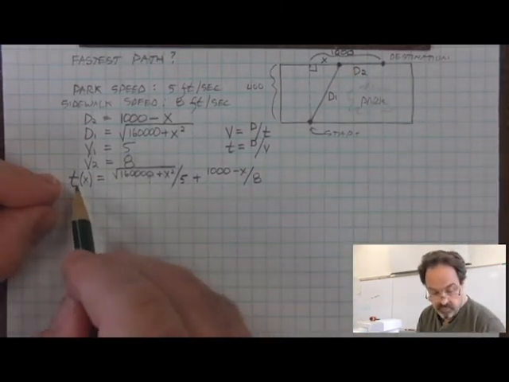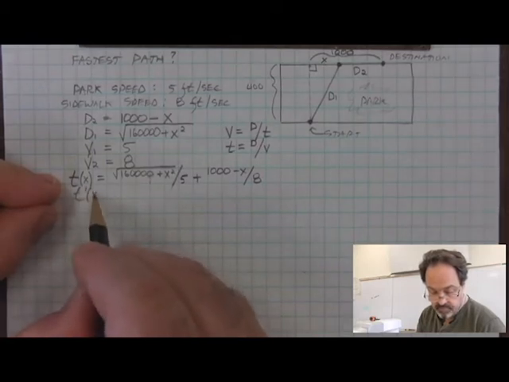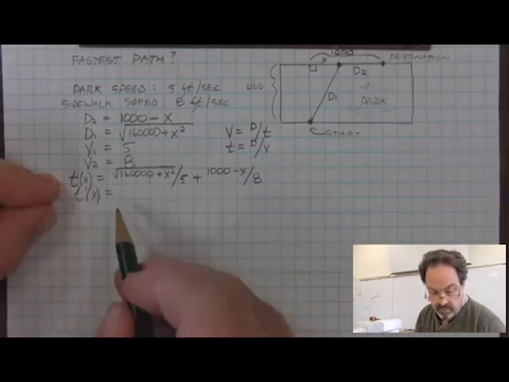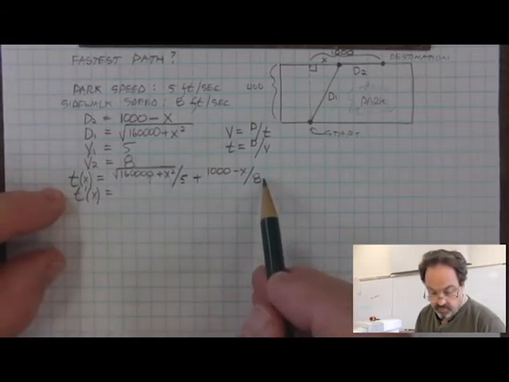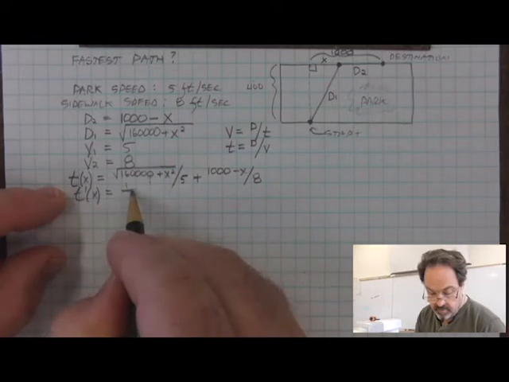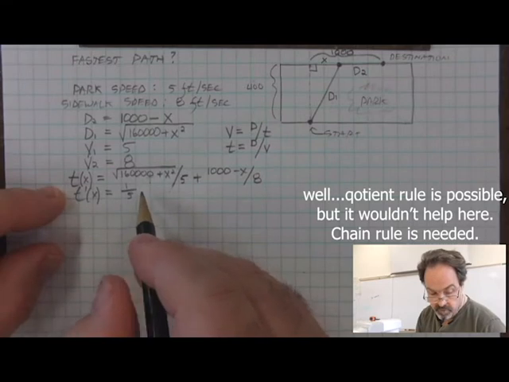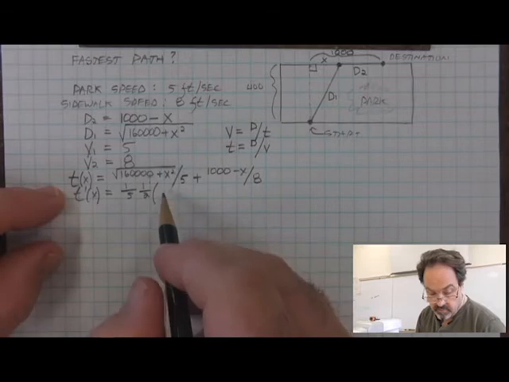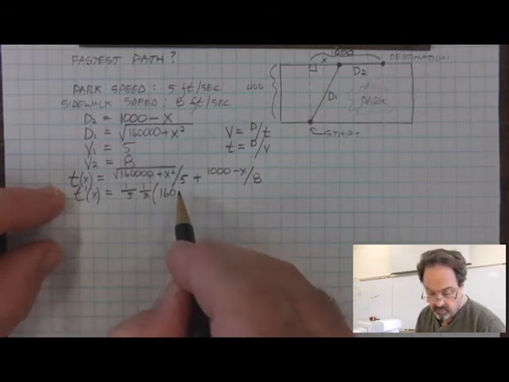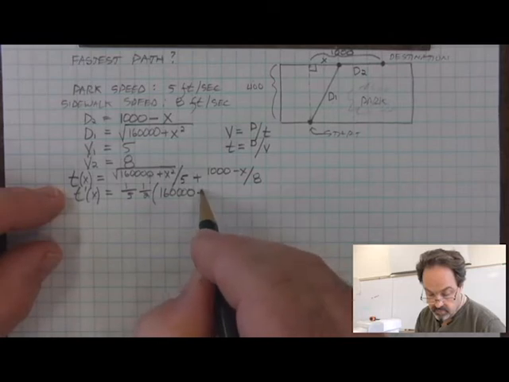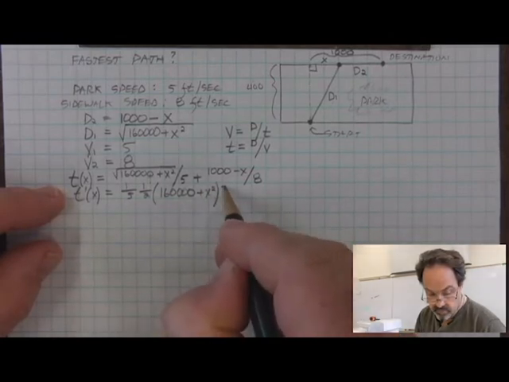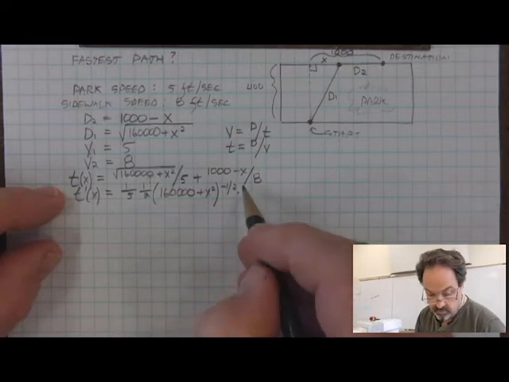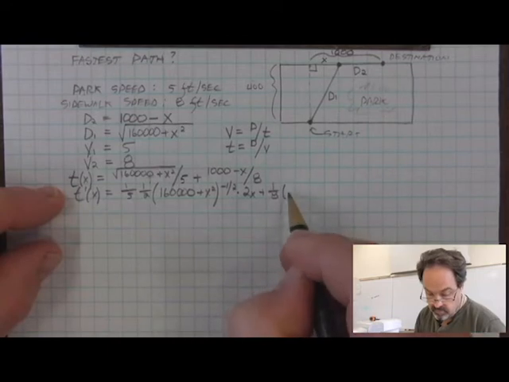I need to do a first derivative test on this function. Taking the derivative of this equation involves quotient rule, maybe chain rule, and some derivative properties. Technology can help us out. The derivative is 1/5 times 1/2 times (160,000 plus x squared) to the negative 1/2 times 2x, plus 1/8 times negative 1.